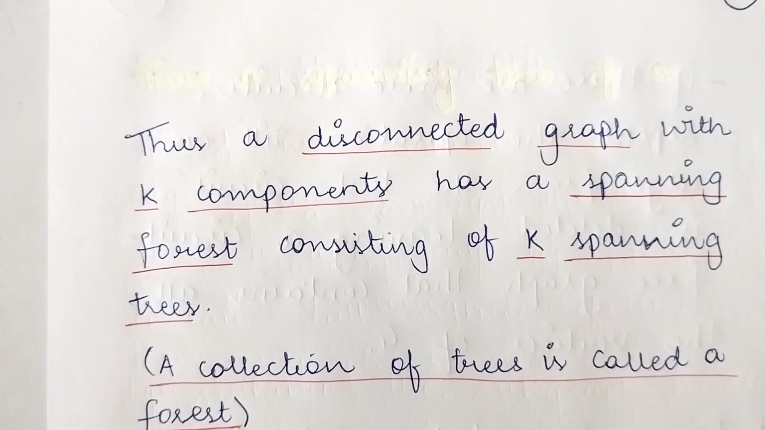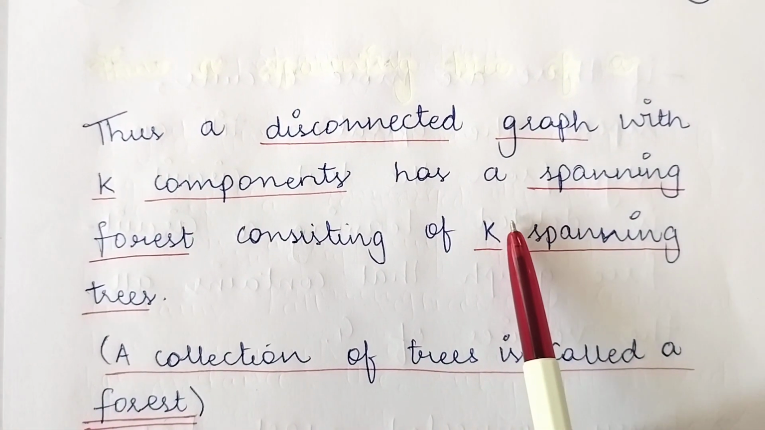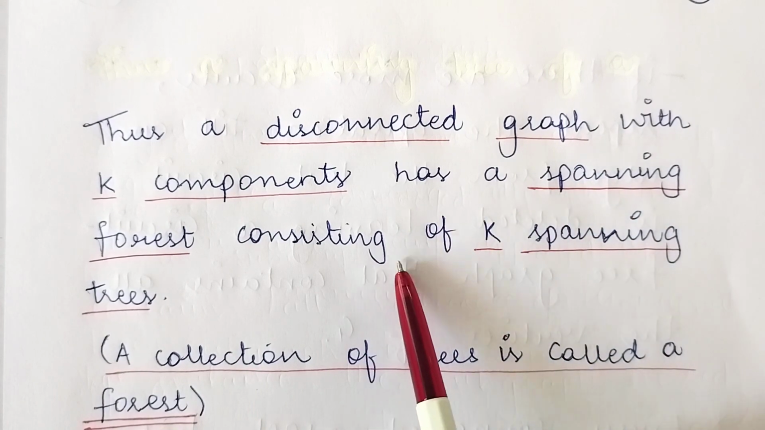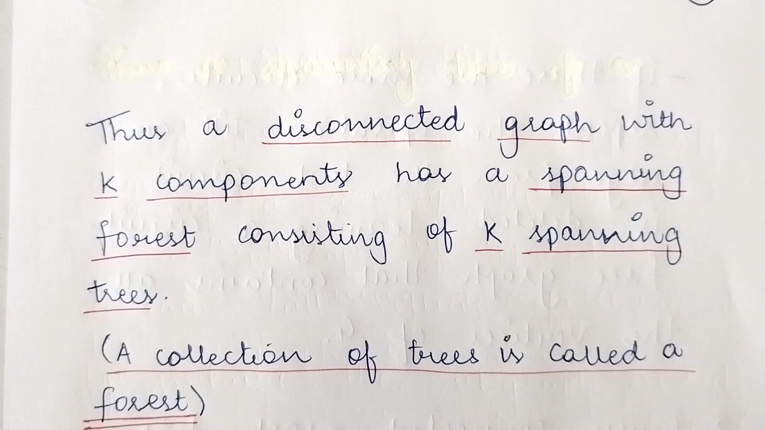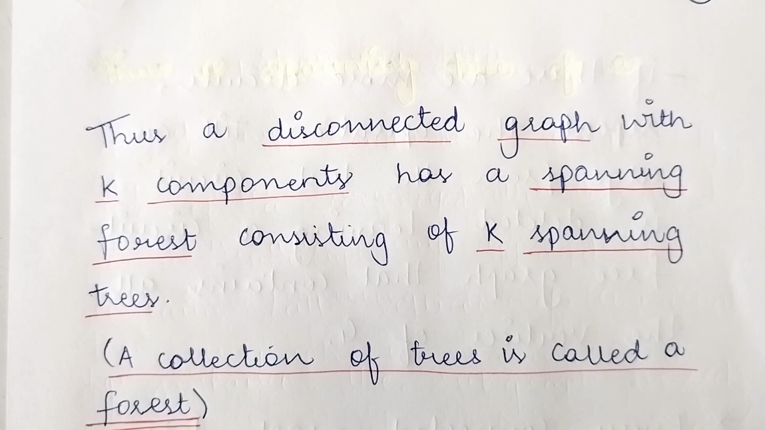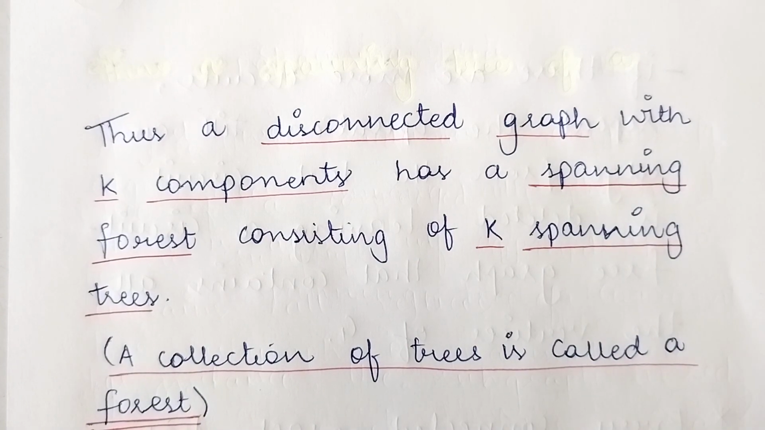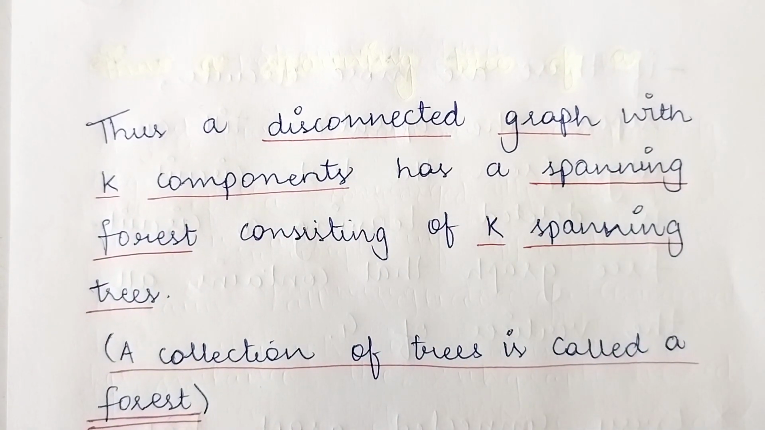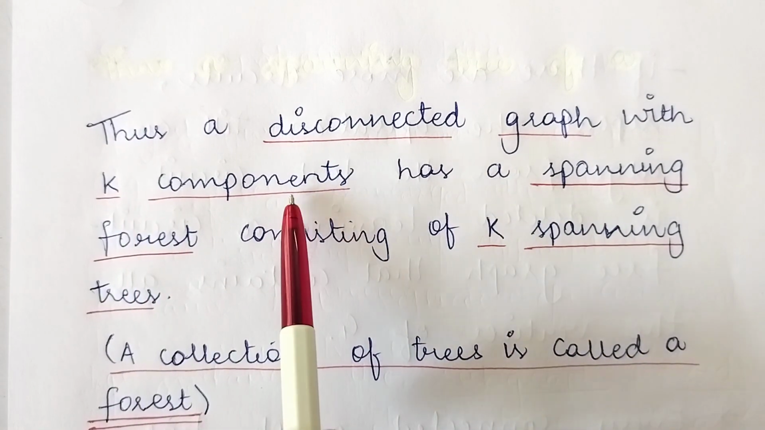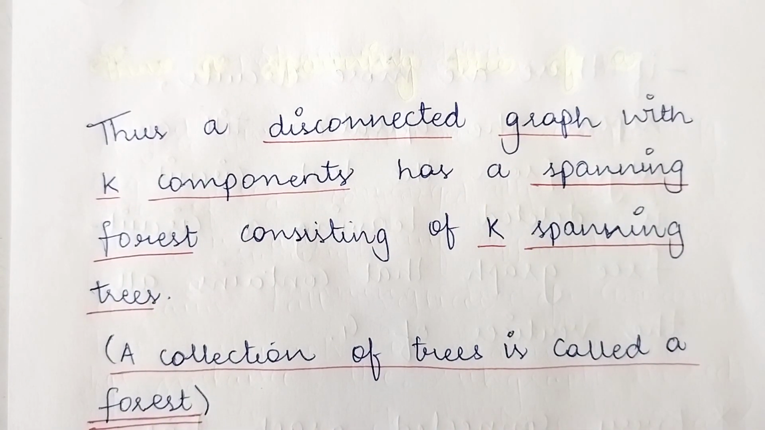Okay, so a disconnected graph with k components has a spanning forest consisting of k spanning trees. To understand this, first of all, you must know that a collection of spanning trees is called a spanning forest. And if there is a disconnected graph, and if it has k components, and if I assume that every component has at least one spanning tree, right?